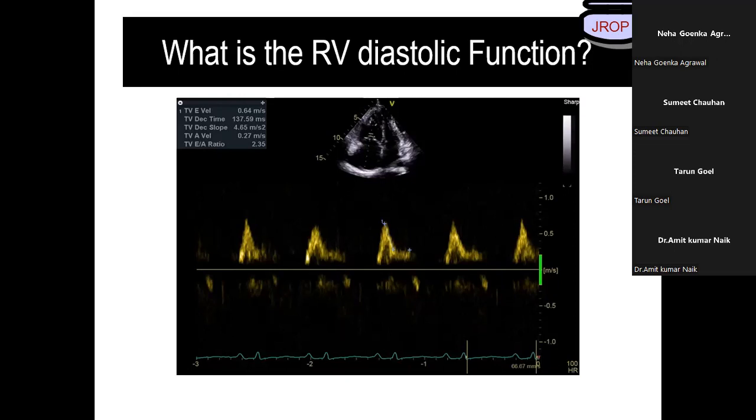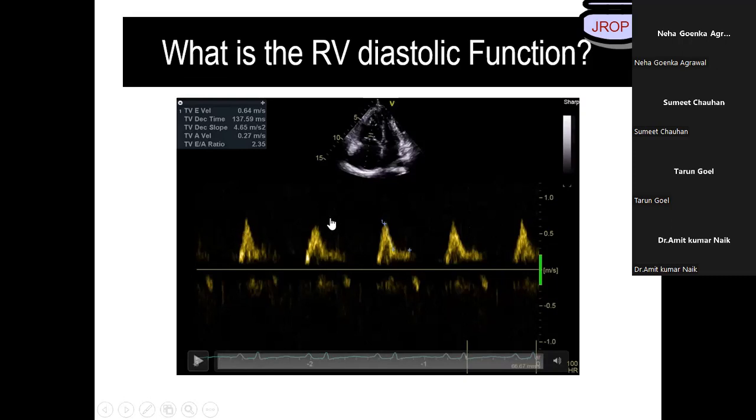All right, I'll pass it on. E by E prime will calculate. For that, this is known as elevated RVEDP, grade 3 diastolic dysfunction. E/A ratio is more than 2. Deceleration time is less than 140 milliseconds, which is known as elevated RVEDP. As we have elevated LVEDP on the left side, we have the same thing on the right side also.